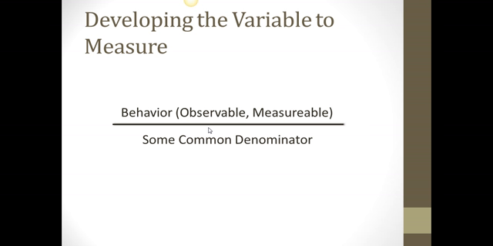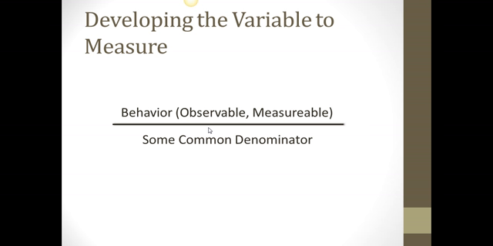So developing that variable to measure. Again, this is a ratio. It's some behavior that is observable and measurable that relates specifically to the performance goal that we're trying to get over some common denominator. We need to set up a ratio that allows us to compare apples and apples. Certain things like percentages, if it's not based off the same type of probe, we're not really measuring apples and apples. We're measuring apples and oranges.